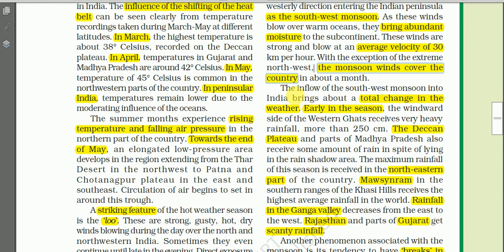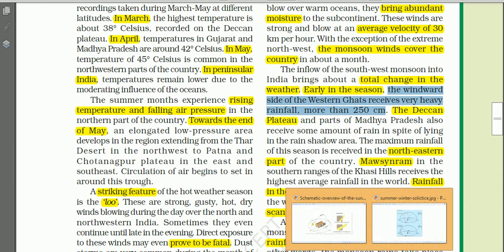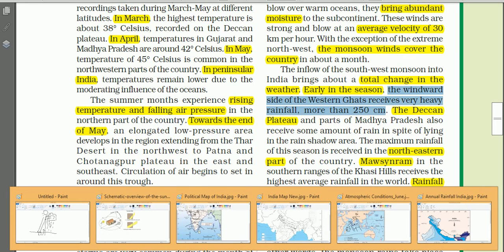The inflow of the southwest monsoon into India brings a total change in the weather. When the southwest monsoon wind blows into India, it brings a total change in the weather. Early in the season, the windward side of the Western Ghats receives very heavy rainfall, more than 250 centimeters, by the first week of June.